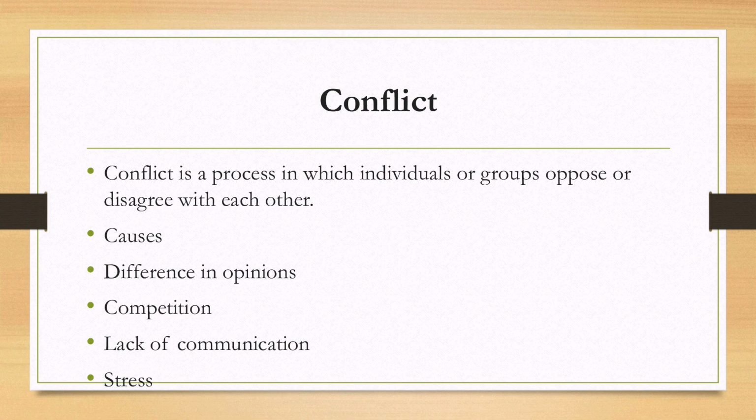Next one is stress. When there is pressure or tension, it causes arguments among the team members, which can cause conflict or a fight. For example, two teams may argue with each other about who wants to be the group leader. Like that they argue or fight, and it may lead to conflict.